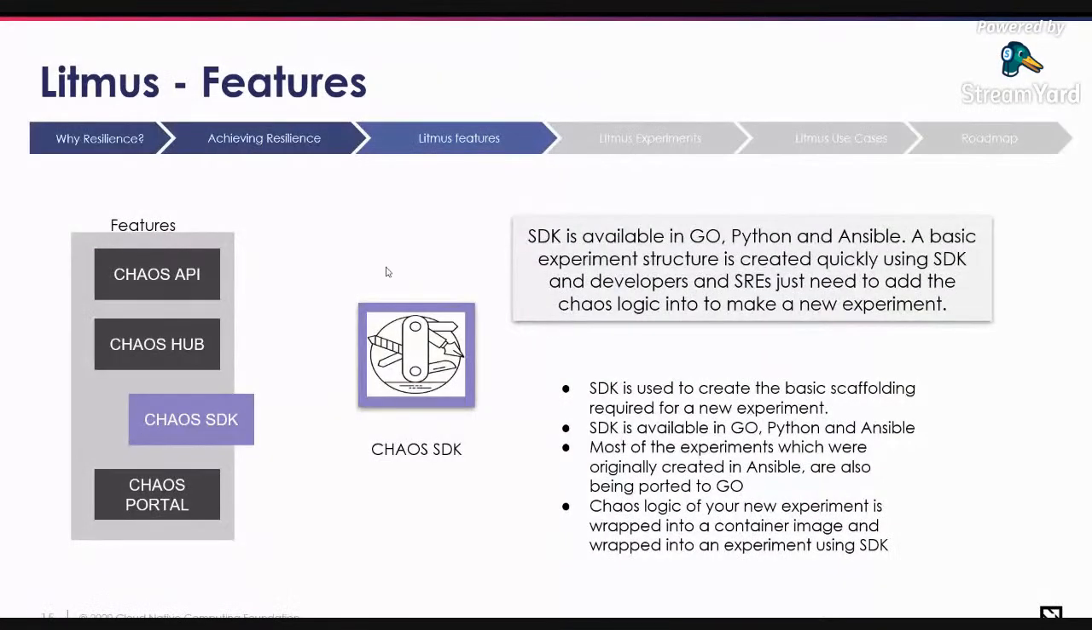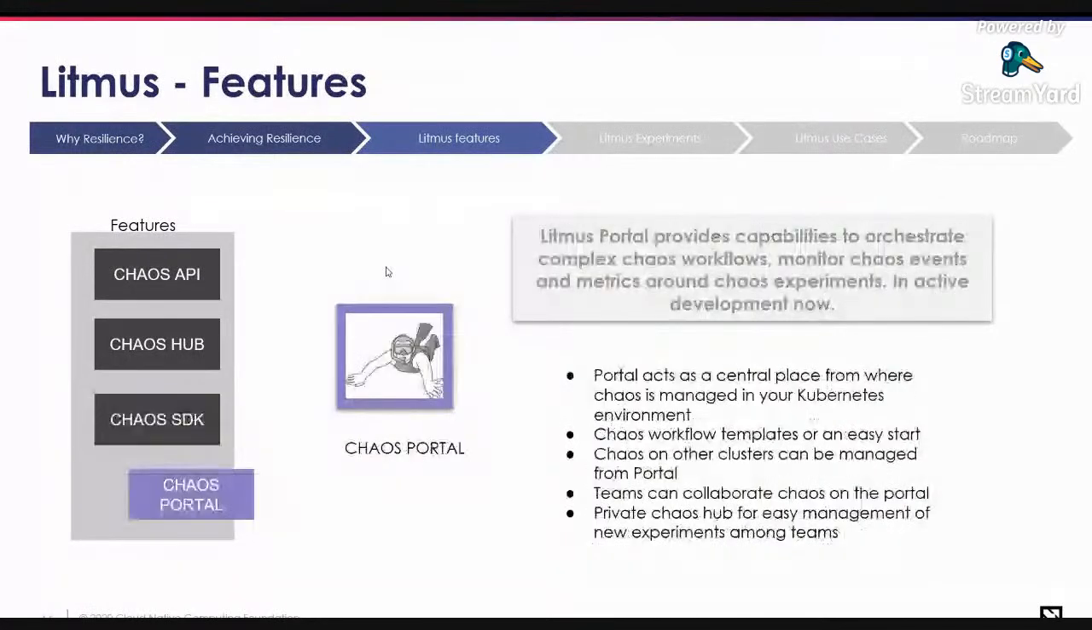And talking about the SDK, obviously the SDK is used to create the basic scaffolding required for a new experiment. Most of the experiments which were already created in Ansible are now also being ported to Go, so that users can have a better interface and multiple aspects of it for themselves. And lastly, the chaos logic of your experiment is wrapped into a container image, and that image can be retrieved anytime to induce chaos in your systems.